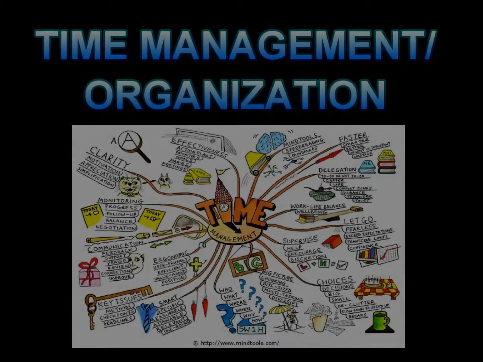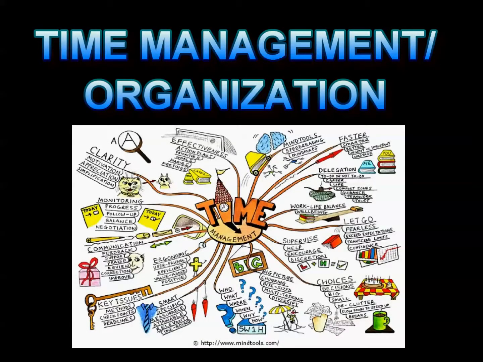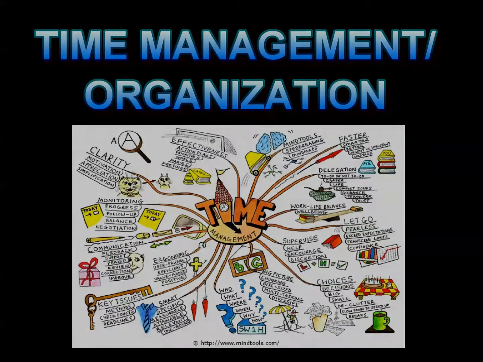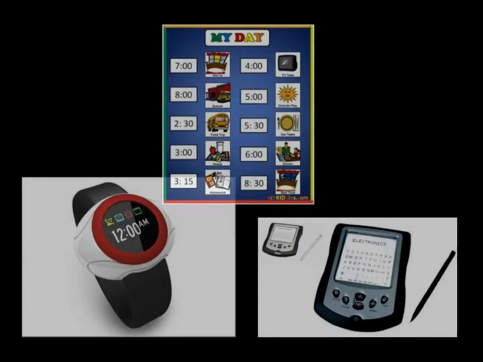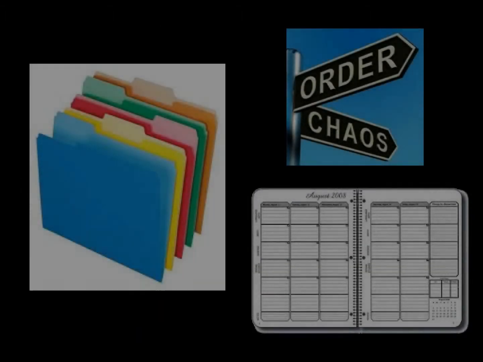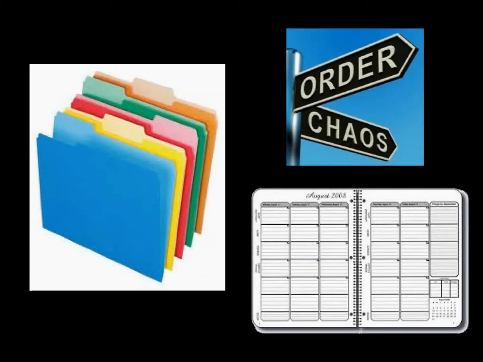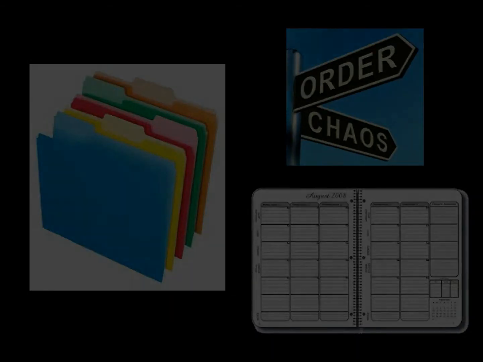Students with ADHD may need help with their time management and organizational skills. To help with time management, a daily schedule, wristwatch, and electronic organizer can all help the student know what's going on and when things will happen. Assignment notebooks and color-coded folders are a great way to keep assignments and papers organized. This eliminates chaos, which can also reduce stress on the student.